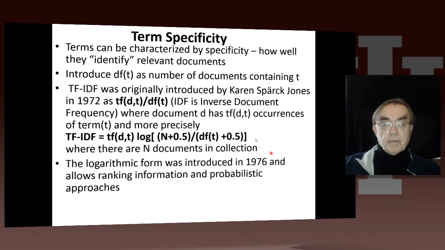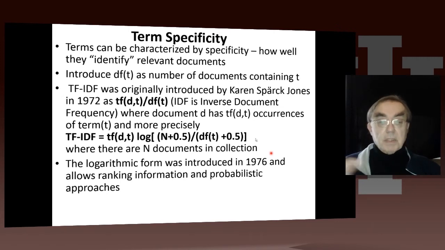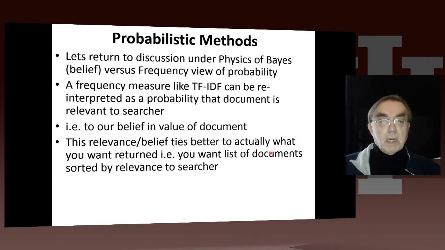That logarithmic form was introduced in 1976, and it even allows ranking and also probabilistic approaches, which are related ideas, because ranking and probability are all roughly the same idea: probability in the Bayesian interpretation is relevance, and ranking is relevance. So this is a basic information retrieval idea, which is used very clearly in web search in an obvious fashion. So here we come now to just the final slide on probabilistic methods.